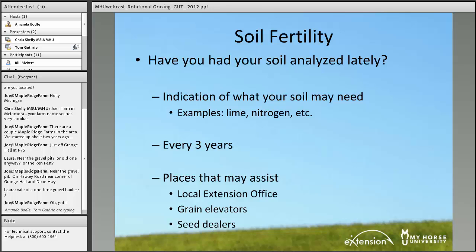However, the basic soil test will give a general nitrogen recommendation for a specific crop, but does not test for nitrogen specifically unless you indicate that. Soil should be tested every 3 years, and if you have 4 different pastures and you manage them differently, then you probably should take a soil test from each one of those pastures respectively. Places that may assist with this would be your local extension office, grain elevators, seed dealers sometimes do that. Other individuals that serve as crop consultants may also offer this service.